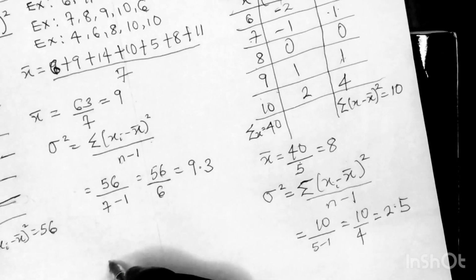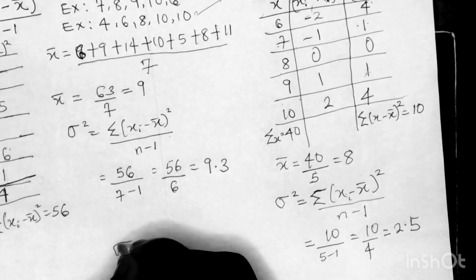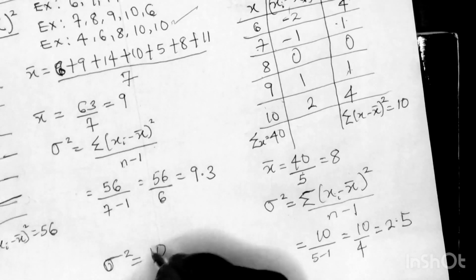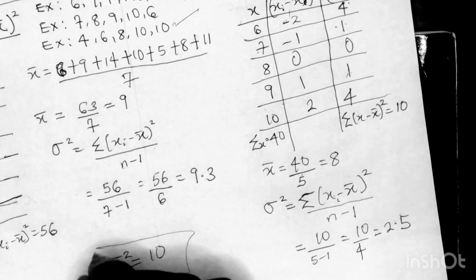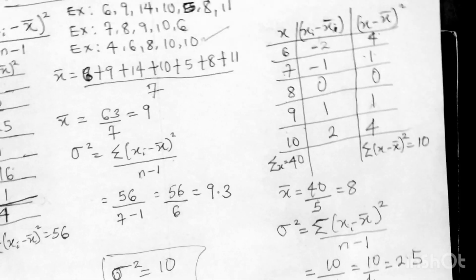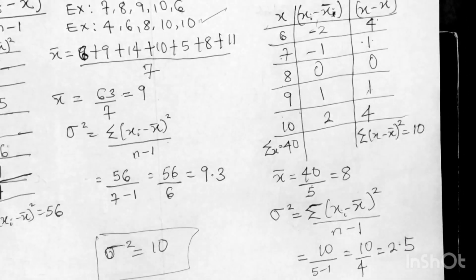So go ahead and solve for the second one, the variance for the last example here. So just follow my example. Do that and put it in the comment section. So I'm sure you have been able to understand how variance is being calculated.